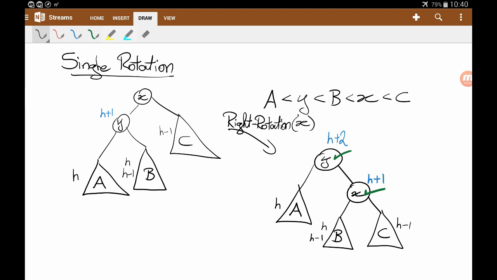And in the same way that we did a right rotation on X in order to go from this left-hand side to the right-hand side here, if we have the situation on the right, but the heights are broken, then we can do a left rotation on Y, and that would get us back to the original.